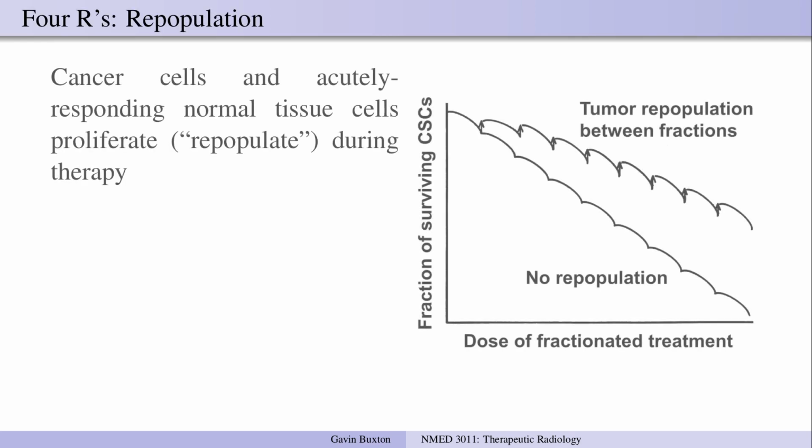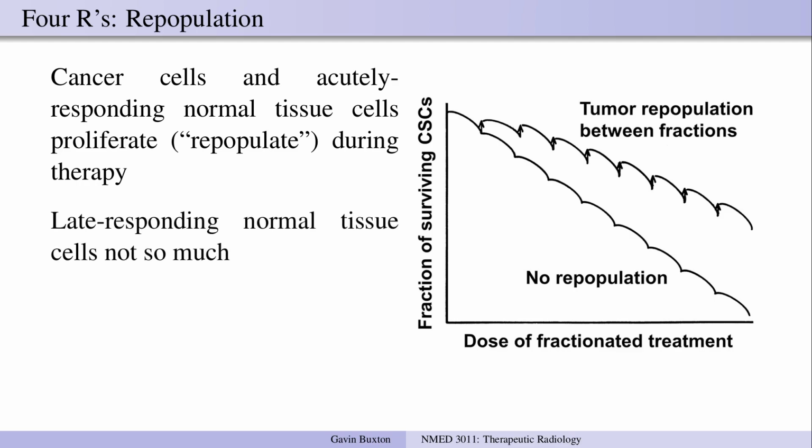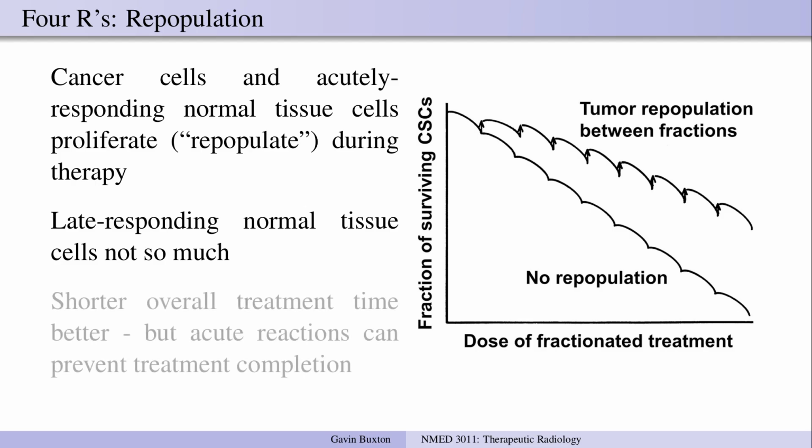The next R is repopulation, and we'll talk about this only very briefly. Repopulation or regeneration just means that the stem cells are multiplying and new cells are replacing the ones killed by the radiation. Late responding normal tissue don't repopulate much during treatment, but cancer cells and cells of acutely responding normal tissue proliferate while you're treating them. The faster you treat the cancer, the better.